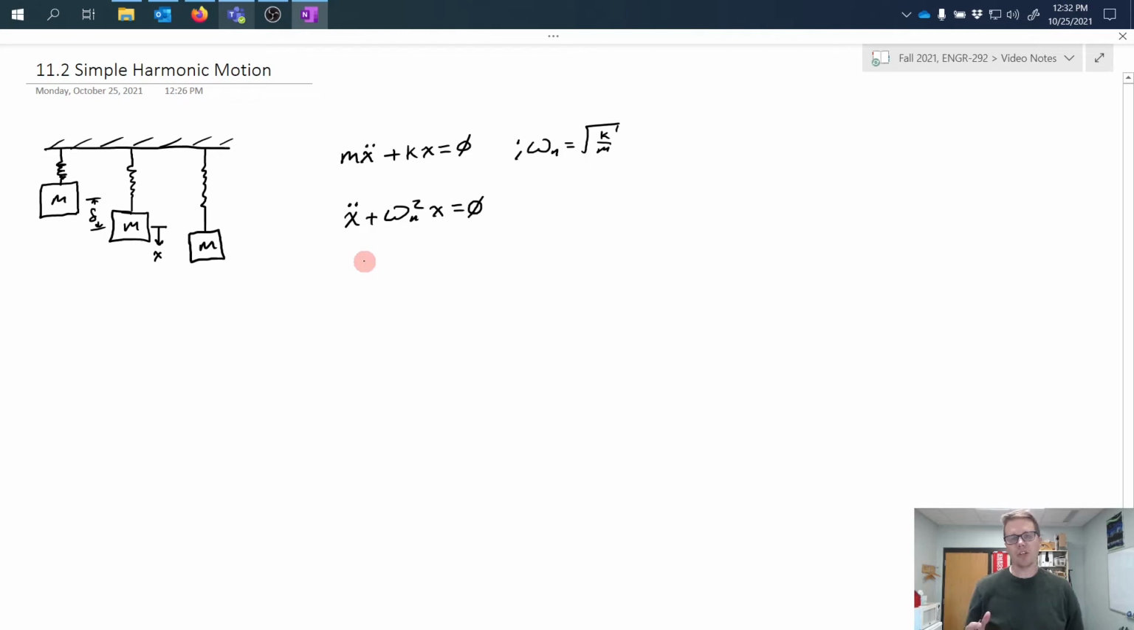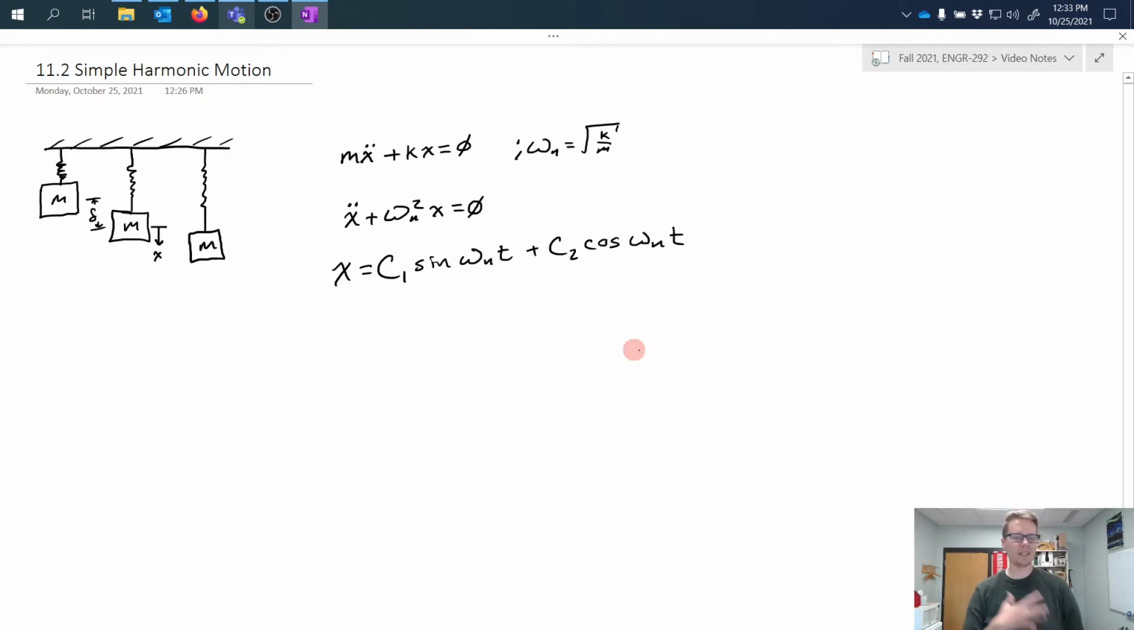Now, this differential equation is something that we can solve, and I'm not going to walk through the derivation of that solution. Instead, I'm going to say that if we solved this, we would get a general form solution by taking the double integration for x as equal to c1 sine omega n t plus c2 cosine omega n t.